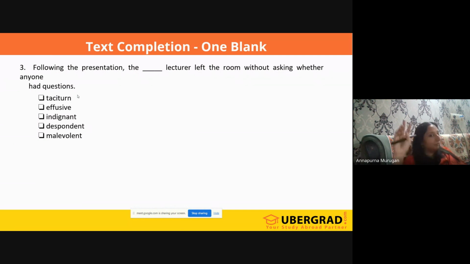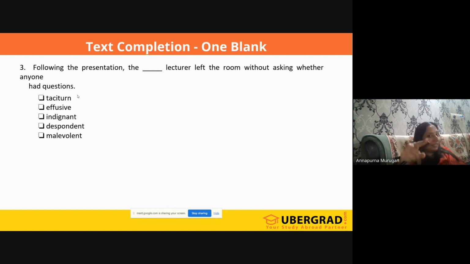I'm not giving the meaning here. You have all very nice words: taciturn, effusive, indigent, despondent, malevolent. So tell me, what word do you people want to give here? Just give a guess. Guys, you need to respond, right? Some of you are confused between indigent and despondent.